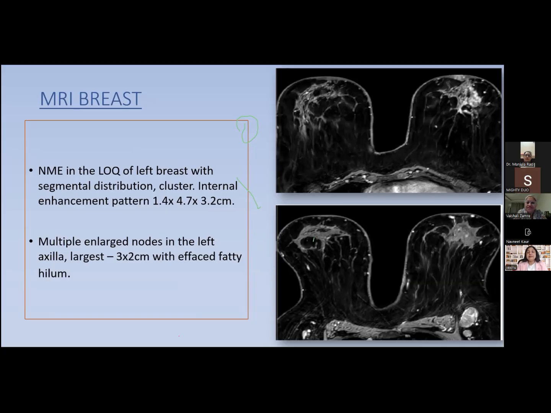So in this case, the pickup on ultrasound would again be good because it is in the anterior third of the breast. It's not deep. So on ultrasound, the radiologist will easily pick up the superficial one-third masses.